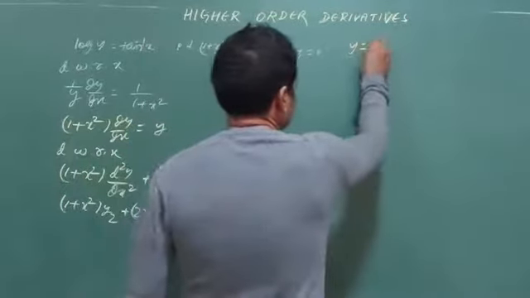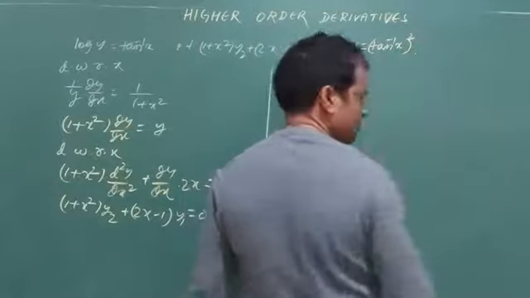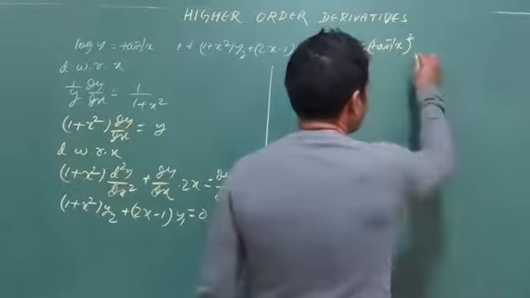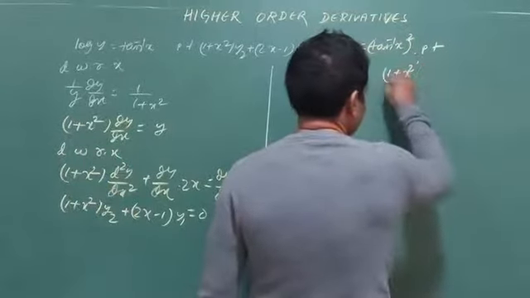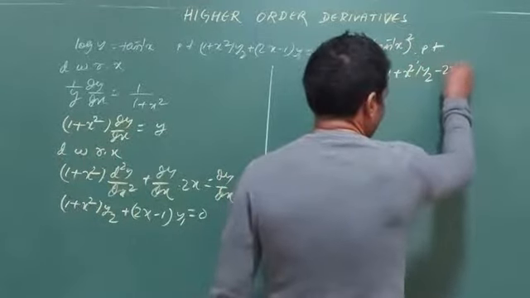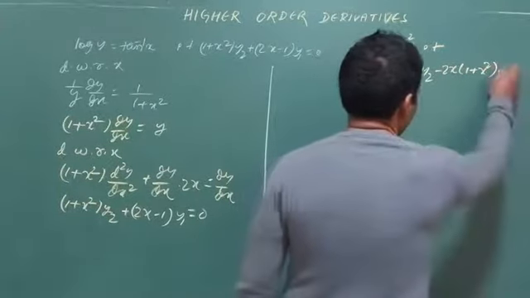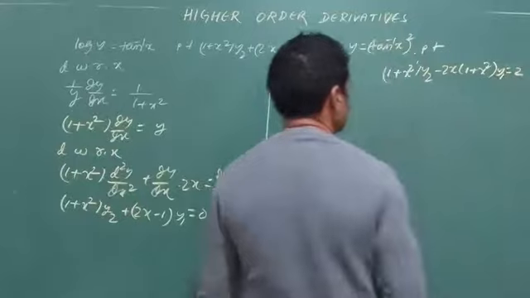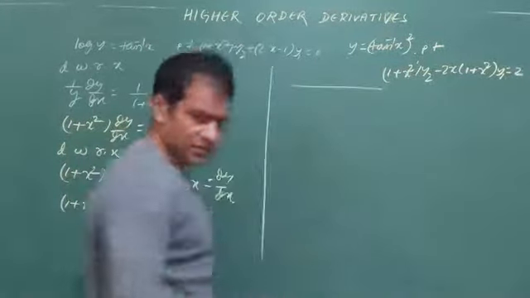y is equal to (tan inverse x) whole square. Today we are doing simple questions. Next class will be difficult. Prove that (1 plus x square) y2 plus 2x (1 plus x square) y1 is equal to 2. Maybe some little change we will find out. So, let's go for the solution.